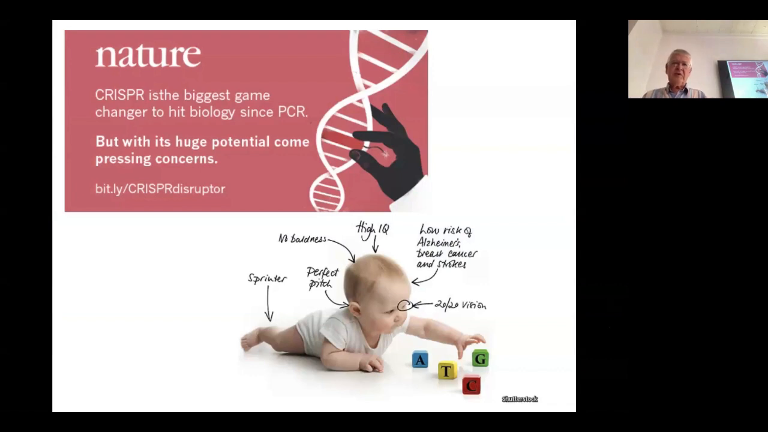And so this appeared in Nature, which is probably the preeminent science journal in the world. And it had this story on CRISPR, the biggest game changer to hit biology since the polymerase chain reaction, but with huge potential pressing concerns. And of course, down here we have our potential designer baby, and we will touch on that in the end. Okay.